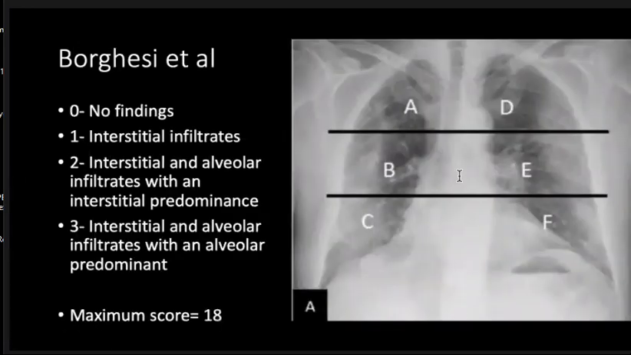So this is the study method, the grading method suggested by Borghesi et al. They use an upper horizontal line at the lower edge of the aortic arch and a lower horizontal line at the lower edge of the right inferior pulmonary vein, so 6 lung fields are obtained. And each field is assigned a score based on the radiological findings. So the maximum score for this is 18.